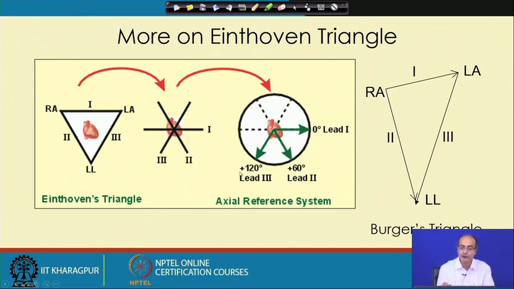So, depending on the configuration, lead 1 is making 0 degree with the horizontal axis, lead 2 is making 60 degree, the opposite would have been 120 here. So, 60 degree on this side, clockwise, and 120 degree clockwise by the lead 3.